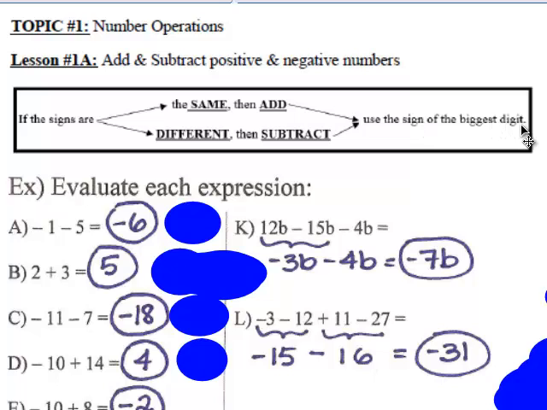So please remember that this is a number, negative 15. This is another number, negative 16. The sign is negative, the digit is 15. The sign is negative, the digit is 16. So when I say the biggest digit, I'm looking at 16. 16 is the biggest digit, and the sign of it is negative. So when I look at this problem, signs are the same. I add, and I get 31, and I use the sign of the biggest digit, which in this case is negative 16. Alright? This concludes the lesson.